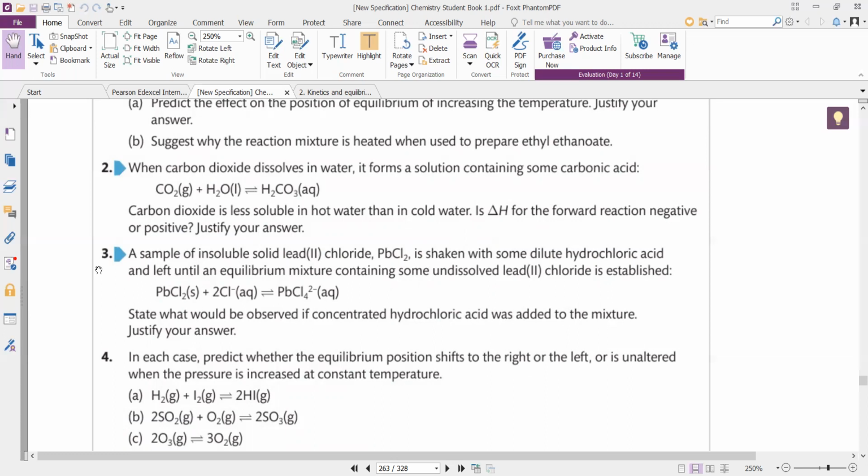When carbon dioxide dissolves in water, it forms a solution containing some carbonic acid. Carbon dioxide is less soluble in hot water than in cold water. So in cold water it is more soluble. In hot water it is less soluble. So is the forward reaction negative or positive? Sulakshana, what do you think?